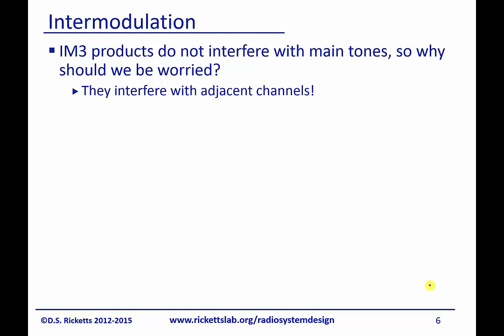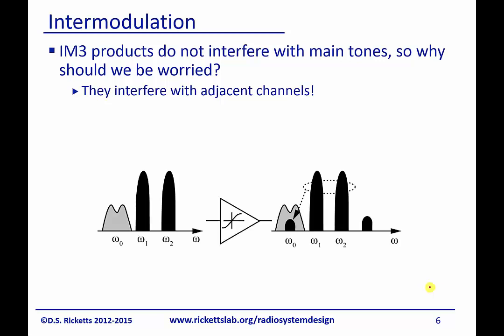Intermodulation 3 products do not interfere with the main tones, so the question is, why would we be worried? And as you've probably seen before, it's because they interfere with the adjacent channels. A lot of times in our systems, what's different about RF than maybe some other analog circuit design is we're not only worried about how what we care about works, but we're also worried about not disturbing things around us because of the limited bandwidth and the fact that other people are using channels around us.